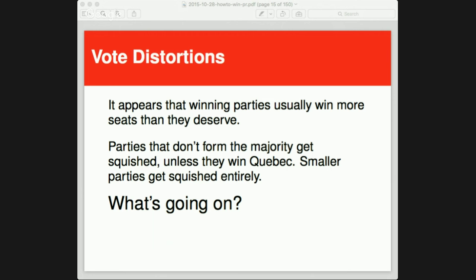Unless they win Quebec. So in Quebec, it seems that whoever wins Quebec, this time the Liberals got a lot. Last time it was the NDP, and the time before that it was the Bloc Québécois. They seem to do better than expected. So what is causing that? Well, what's causing that is first past the post.